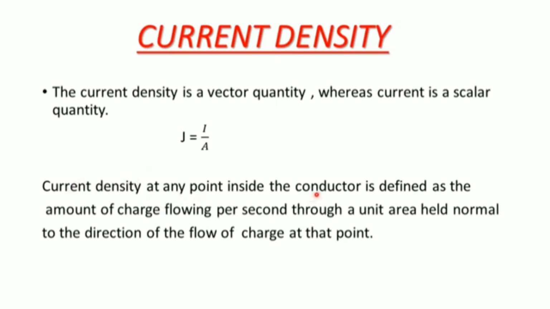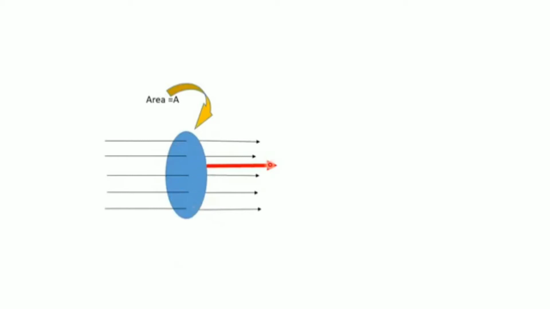That means current density at any point inside the conductor, what is it? It is the current flowing. The rate of charge flowing per second is called current flowing at that point per unit area, provided that area must be kept normal to the direction of flow of positive charge. Normal to the direction of flow of charge. And the area vector should be along the direction of flow of current. As you know, both area and area vector are different quantities. Area is perpendicular to flow of charge and area vector is along the direction of flow of charge. You can see in this diagram.